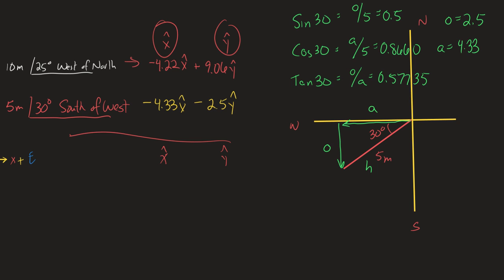So I know some of you are still working, but I would like to reach a conclusion before the bell rings. I've now converted my vectors from what's called polar notation to rectangular notation. You can add like components together. So my 4.22 and my 4.33, that's negative 8.55 x hat. And 9.06 minus 2.5 is positive 6.56 y hat. This is the result.